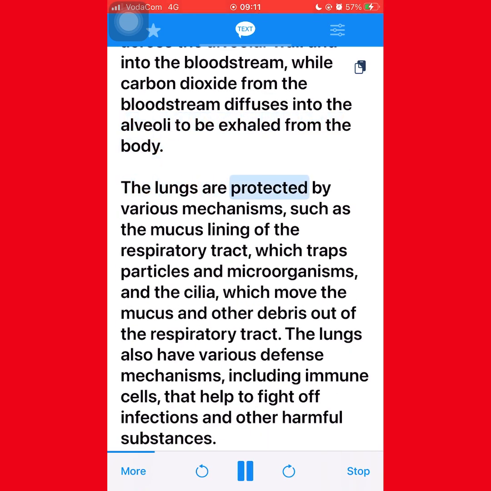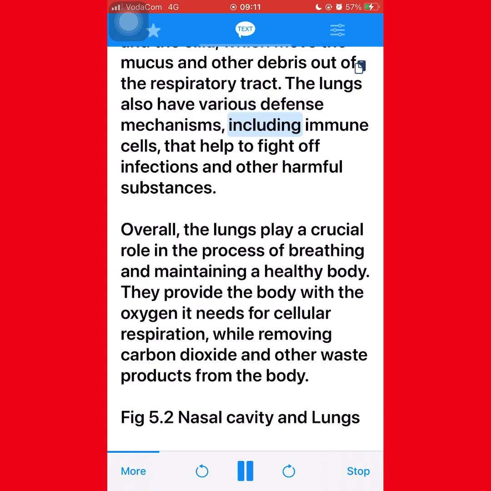The lungs are protected by various mechanisms, such as the mucous lining of the respiratory tract, which traps particles and microorganisms, and the cilia, which move the mucus and other debris out of the respiratory tract. The lungs also have various defense mechanisms, including immune cells, that help to fight off infections and other harmful substances.